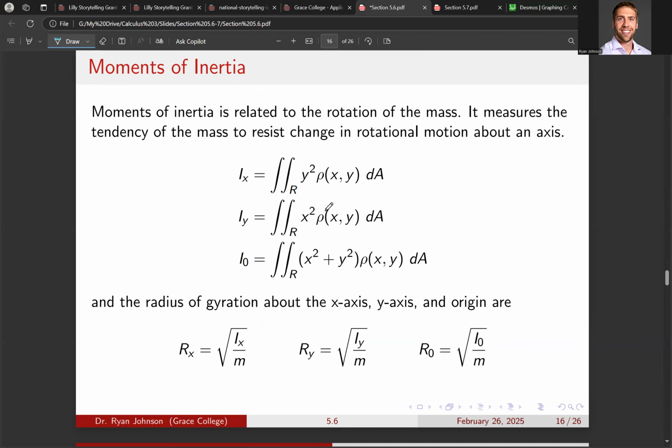Now let's talk about moments of inertia. Moments of inertia help us think about how a shape would rotate, just because the place where it balances might not necessarily be the place where it spins. The moment of inertia around the x-axis is y squared, around the y-axis it's x squared, and around the origin it's x squared plus y squared.